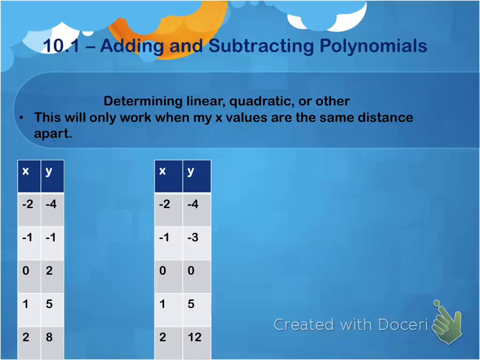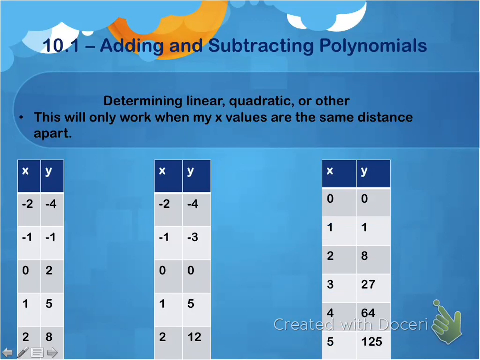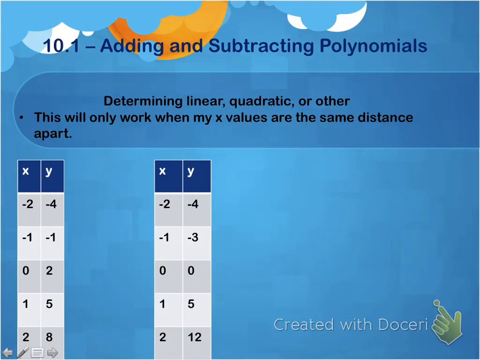Adding and subtracting polynomials. By looking at our input-output table, we can determine whether our equation or function is linear, quadratic, or something else. And again, this only happens when my x values are the same distance apart. So again, here in both these input-output tables, my x values are the same distance apart.